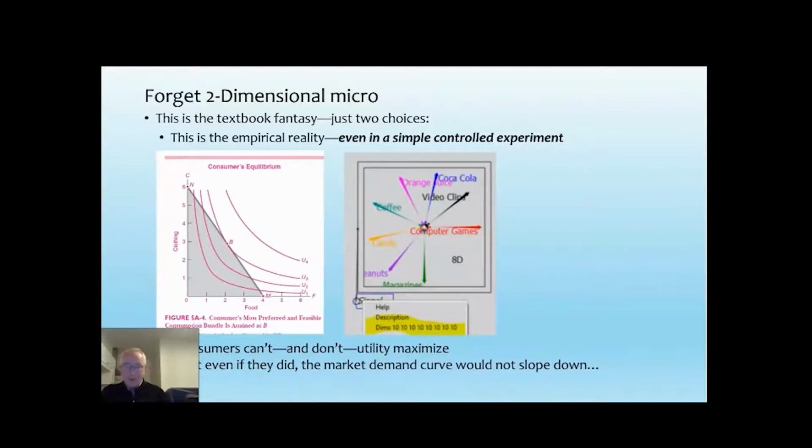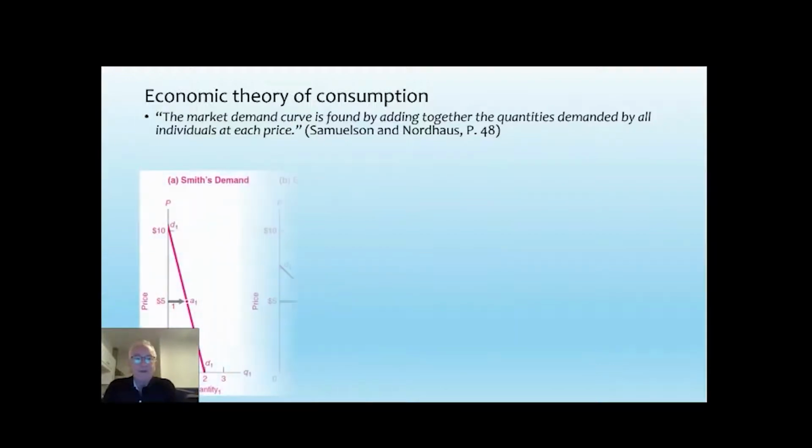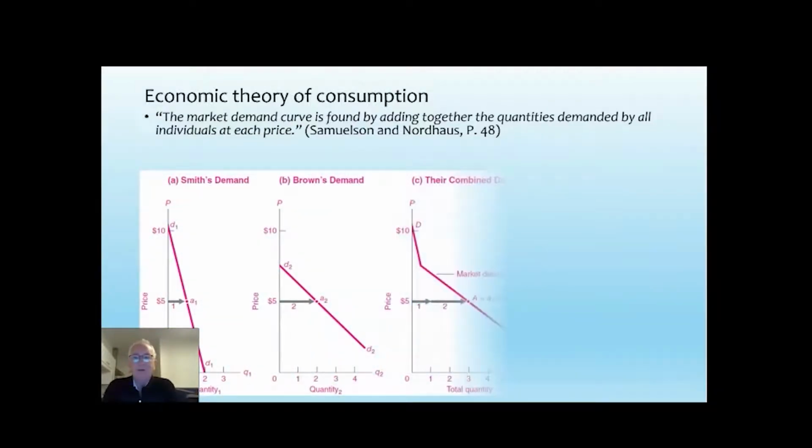But that's just looking at the individual level, so it doesn't describe individual behaviour. But even if it did, could it then describe market behaviour? And here's one of the classic own goals in economics, what's known as the Sonnenschein-Mantel-Debreu problem, conditions, or theorem. Now, if you read the textbooks, of course, you'll learn all about this. Not. You get something like this from Samuelson and Nordhaus. The market demand curve is found by adding together the quantities demanded by all individuals at each price. So you have consumer Smith, consumer Brown, combine the two together, and there's your market demand curve.